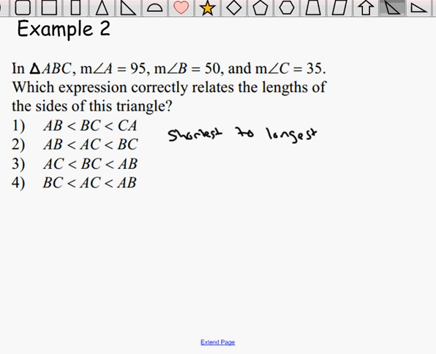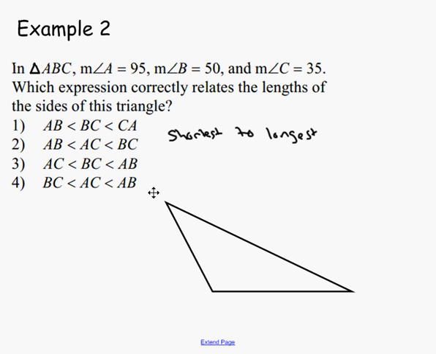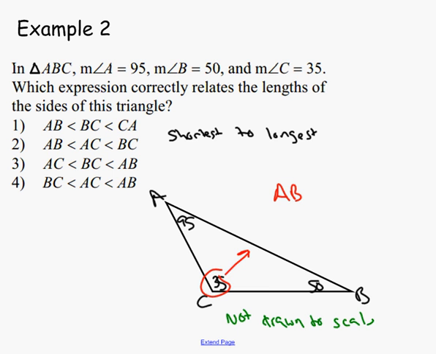So I have to sketch the triangle, label it, and from there I'll be able to figure out what the correct order is. So I'm going to call this A, B, and C. So A is 95, B is 50, and C is 35. So the shortest side is across the smallest angle. The smallest angle is 35. So the shortest side is AB. And by the way, in case you're wondering, this is not drawn to scale.